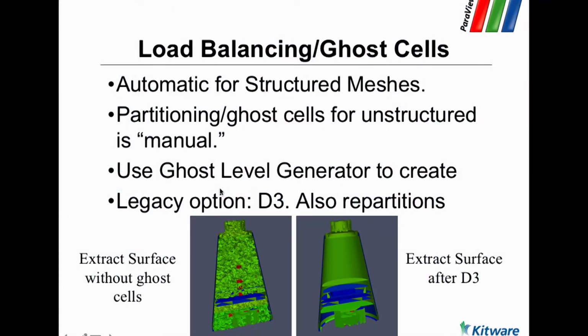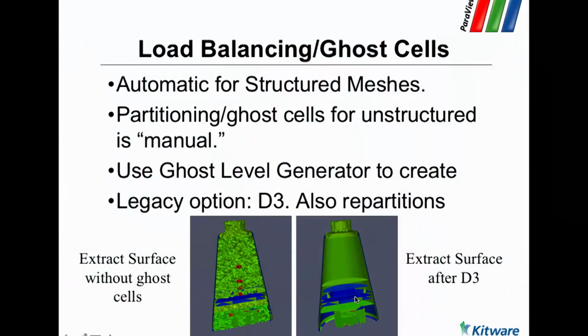Sometimes you don't have ghost cells generated by the simulation. We have a filter that helps you do that. It's called Ghost Level Generator. So you can use this filter to create ghost cells for data that is already distributed, but doesn't have the ghost cells. We also have a filter that distributes the data, but that's going to be time consuming. So if you have data that's just on one node, you read that data and then you use this filter to distribute it on your parallel nodes.